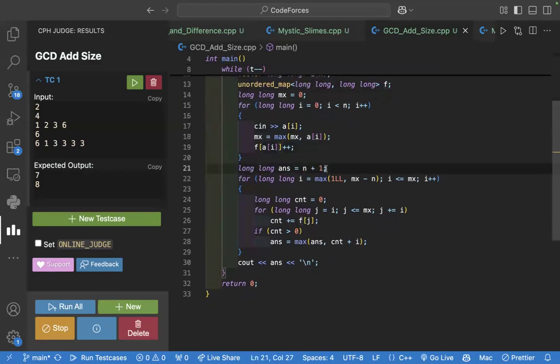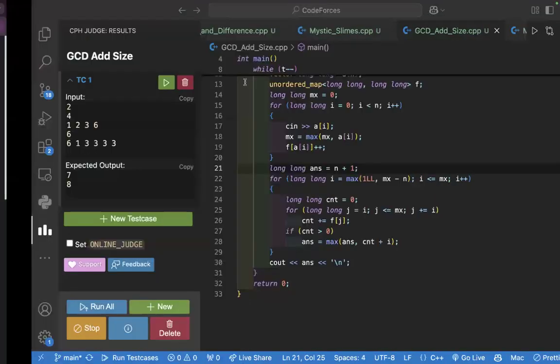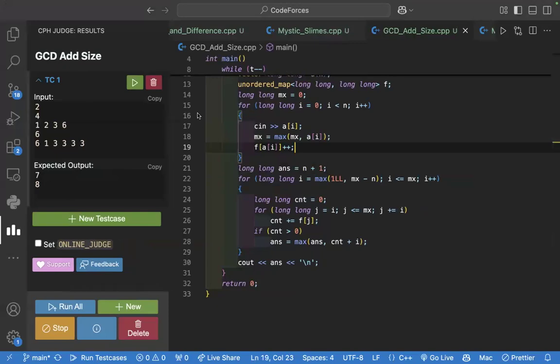Now my answer is, of course, n plus 1. That's the start right now. Even this could have been 0 also. That's not a worry. N plus 1, why? It's basically like saying that you took all the elements in your B array and their GCD turned out to be 1. That is the lowest that can happen. Consider all the array and GCD is 1. So n plus 1 is your starting point. The answer will not be lower than this.